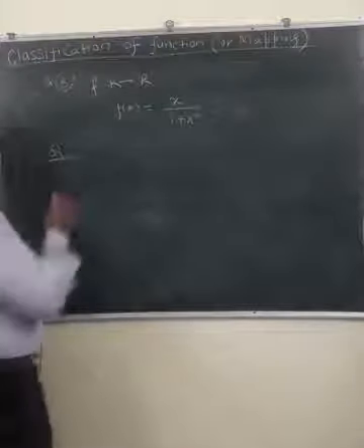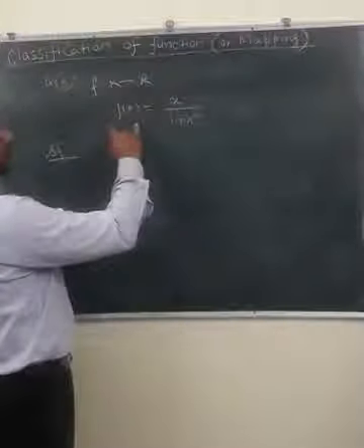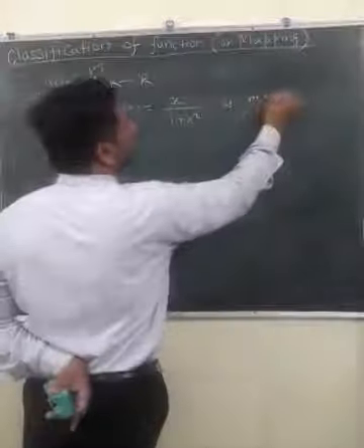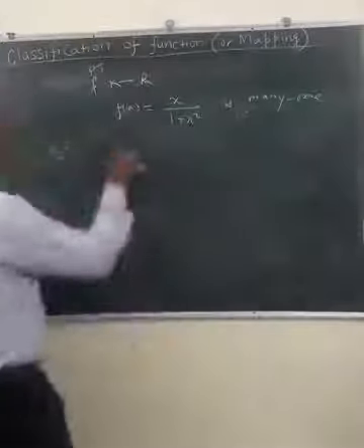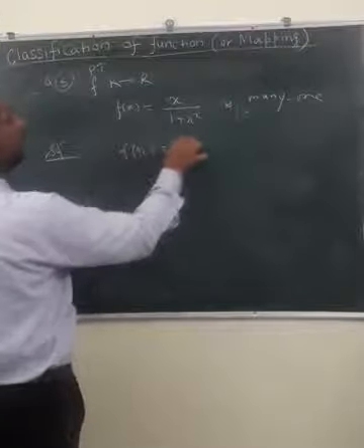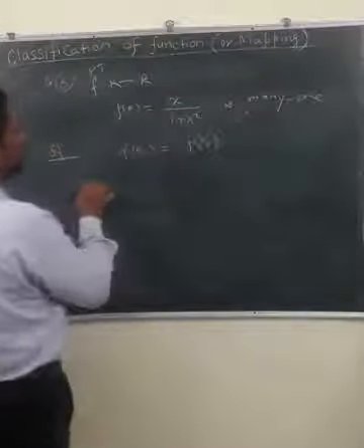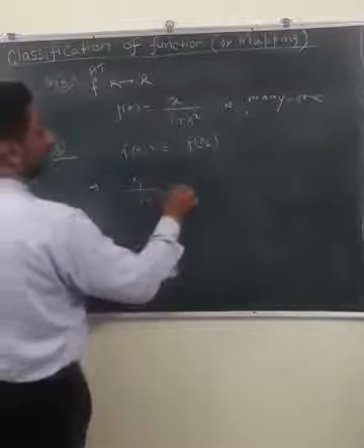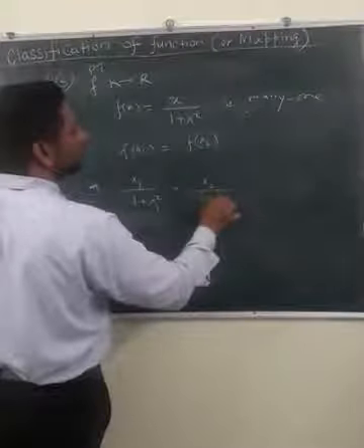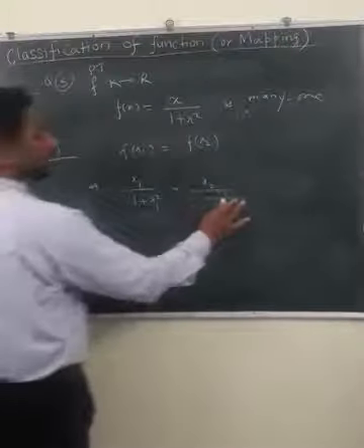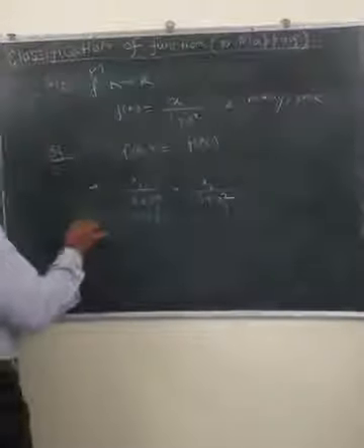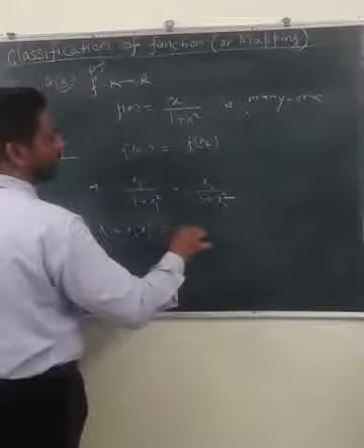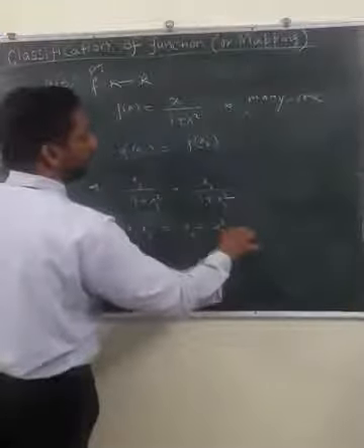So what I'll do, I will equate f(x1) = f(x2) to prove that the function is many-one. f(x1) is how much? x1/(1 plus x1 squared). f(x2) will be x2/(1 plus x2 squared). Then cross multiply: x1 plus x1x2 squared = x2 plus x1 squared x2.